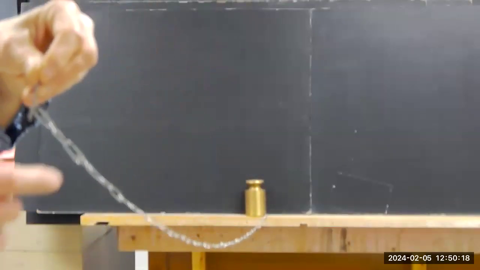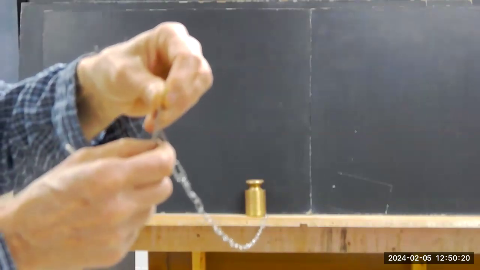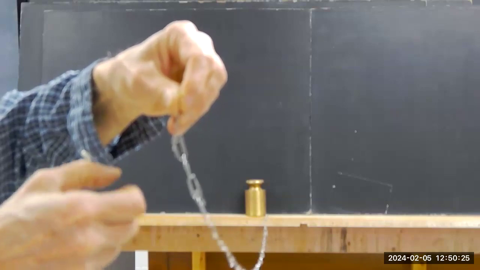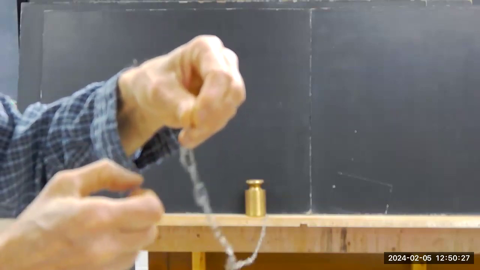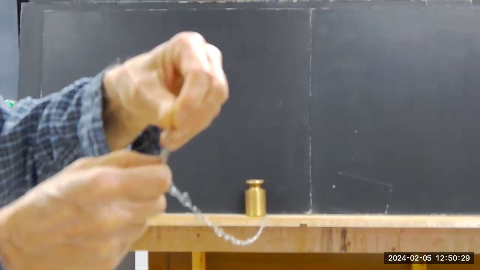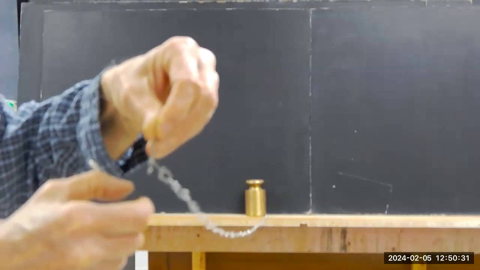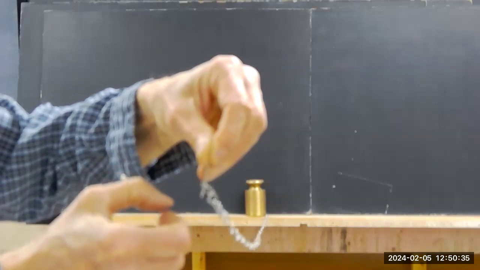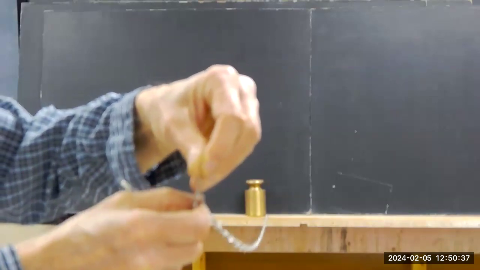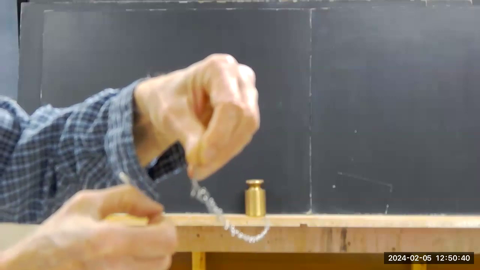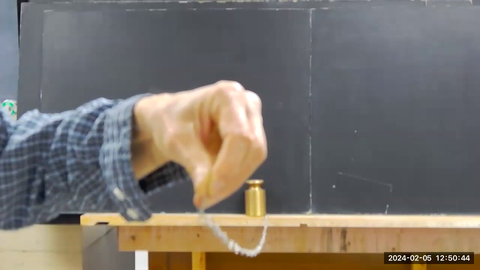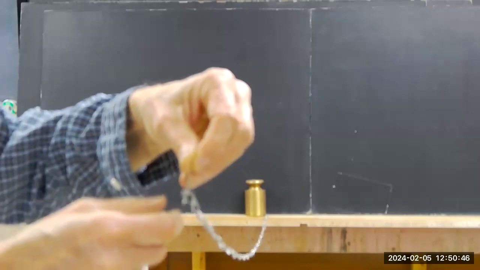Okay, see if we can get this to show up. If I pluck this chain, we can see the pulse traveling down, back, down, back, down, back. And the tighter I pull the chain, the more frequently we see it traveling down, coming back, reflecting, traveling back down, and so forth.